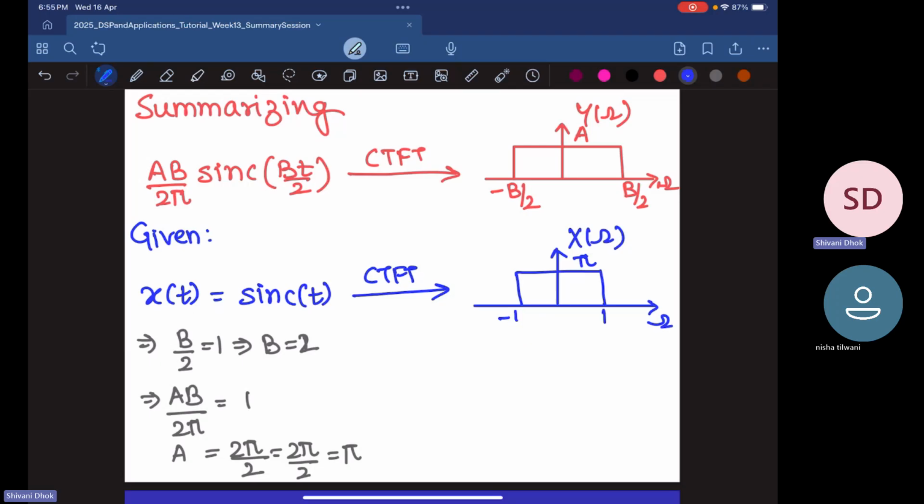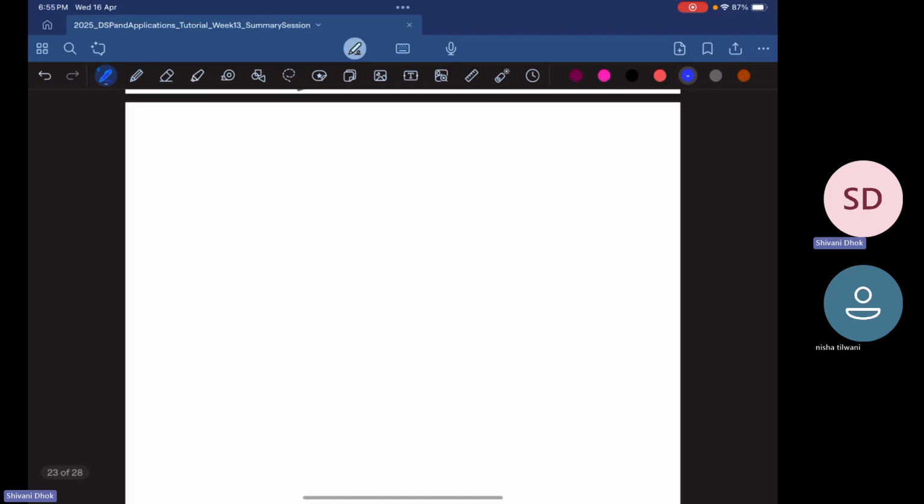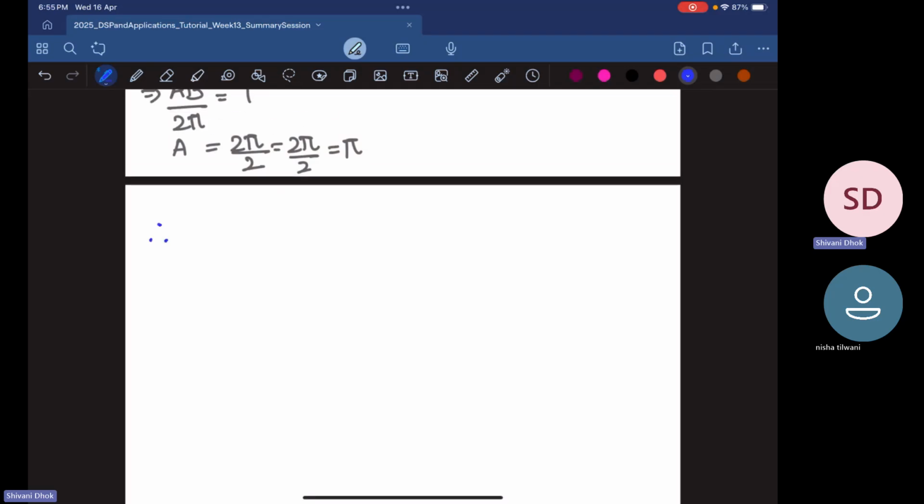Okay, so now what do we have? Therefore we have X of omega equal to pi for -1 less than or equal to omega less than or equal to 1, and it is equal to 0 otherwise.